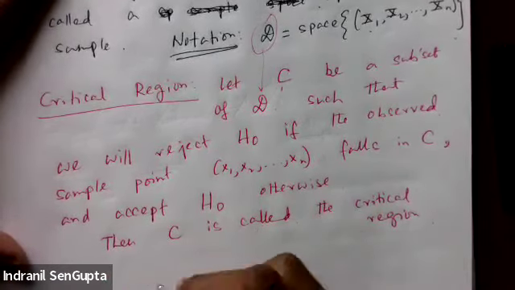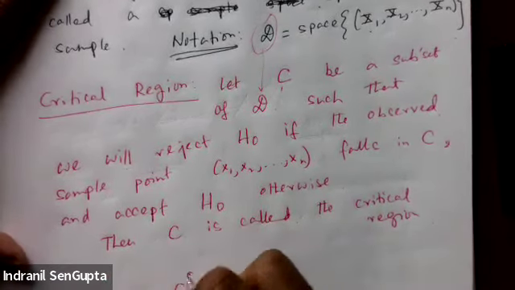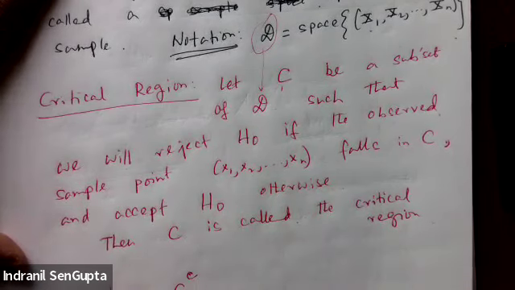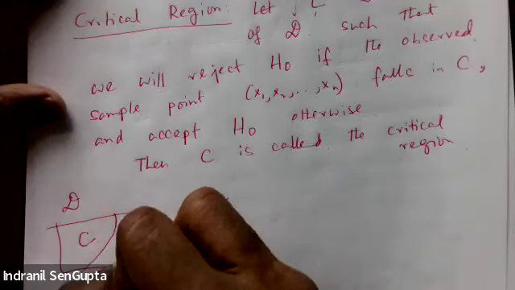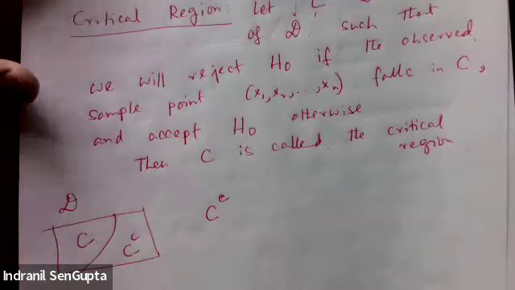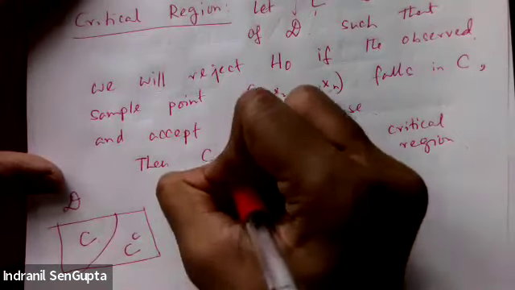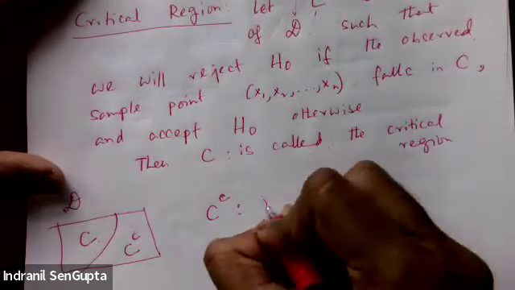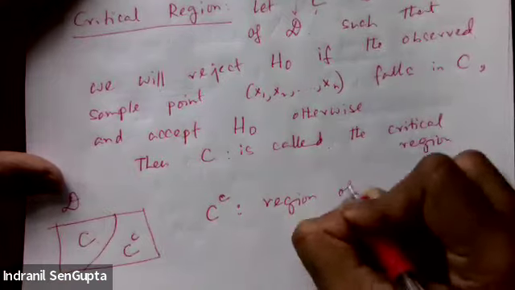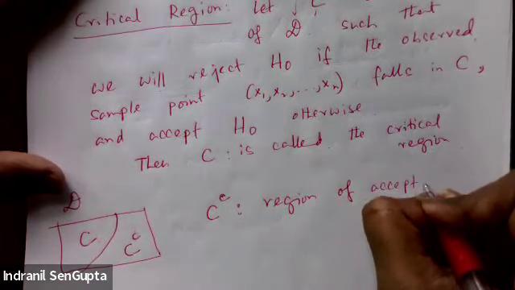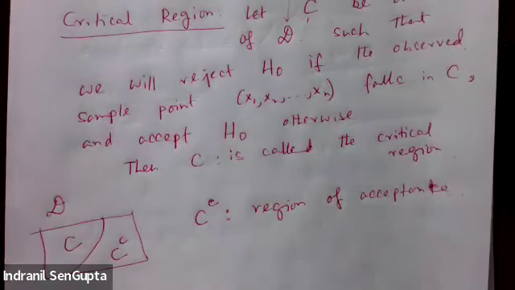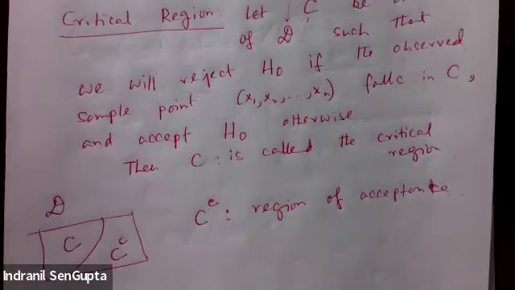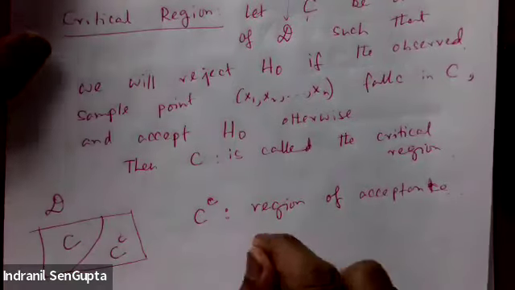And also the C complement. If you see that this is the set D, you have C here, and C complement, this little c means complement. C complement is also called the region of acceptance. It may be very abstract at this point, but believe me, it'll be more concrete pretty soon when we do a bunch of examples.